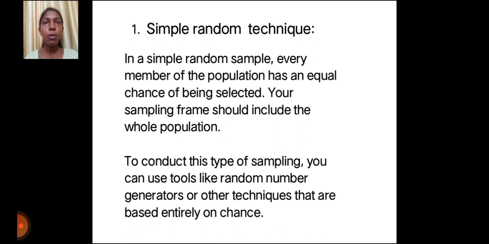The first type of probability sampling is the simple random technique. In a simple random sample, every member of the population has an equal chance of being selected. Your sampling frame should include the whole population. To conduct this type of sampling, you can use random number generation or other techniques that are based entirely on chance.